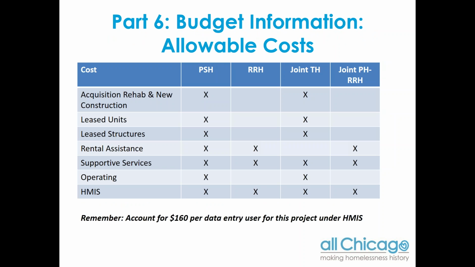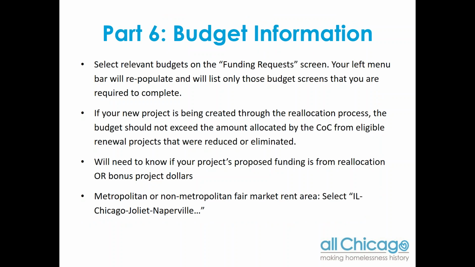So what we did is we made a little table so you knew which costs were eligible under which component type. So as you can see, for permanent supportive housing, they can pick any component type, whereas for rapid rehousing, you can only pick rental assistance, supportive services, and HMIS. The joint program gets a little more detailed in that for the TH portion of that component, you can only pick certain costs, and for the rapid rehousing, you can only pick certain other costs. So please be mindful of that when you're doing your budget. Just to go back up to the previous slide.